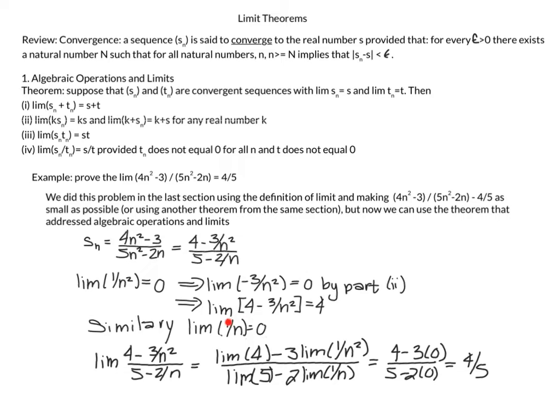Similarly, the limit of 1 over n is equal to 0, so when I take the limit of this whole polynomial quotient, I have limit of 4 minus 3 times limit of 1 over n squared, and on the bottom I have limit of 5 minus 2 times limit of 1 over n. These two limits are 0, so I get limit of 4 over limit of 5, which is equal to 4/5. This actually really does look like first year calculus.